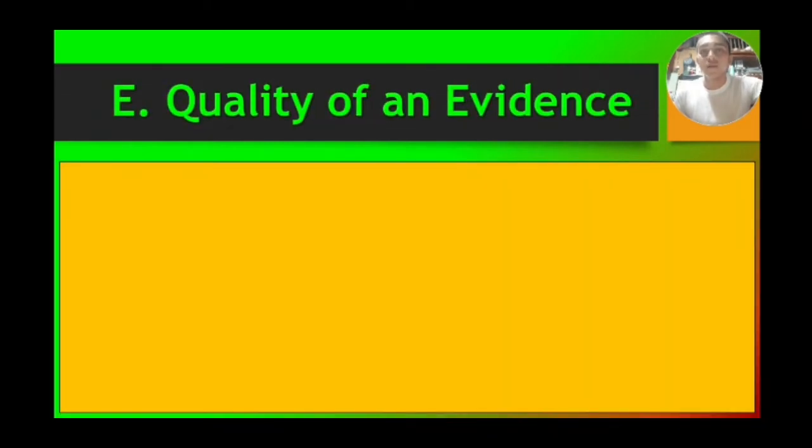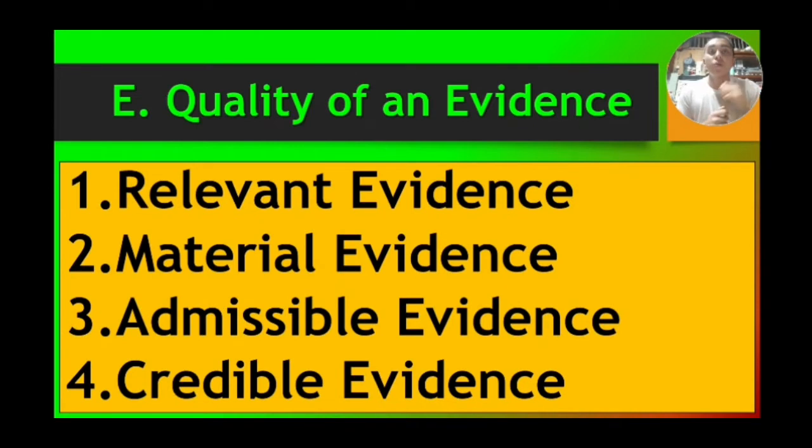Quality of an evidence. First, relevant evidence, or the evidence must relate to the issue or the crime. Second, material evidence. This usually refers to physical evidence. Third, admissible evidence. It means that the evidence must be valid. And lastly, credible evidence. It means that the evidence must be believable.